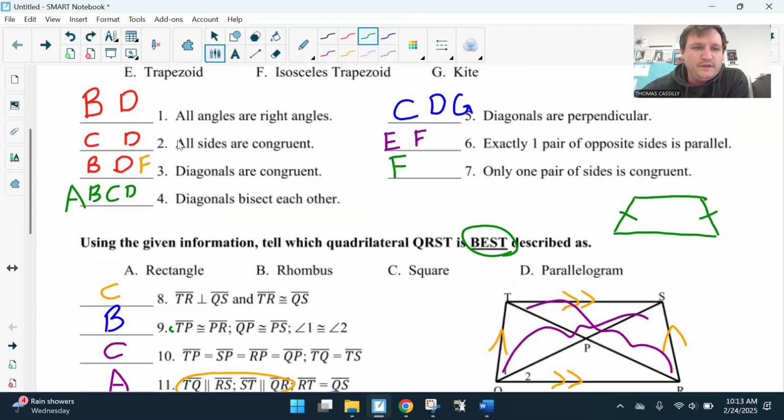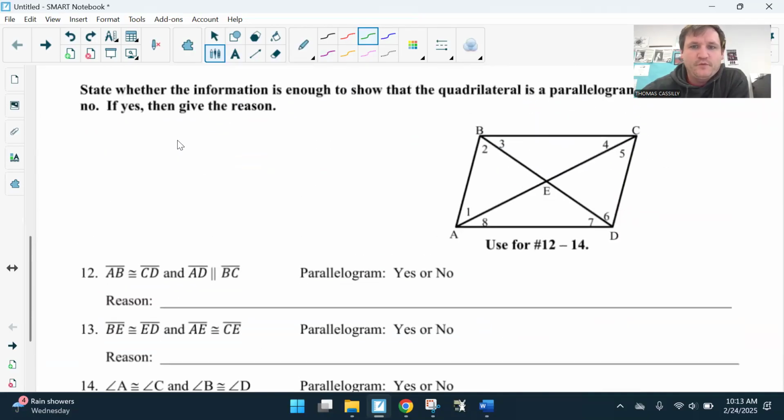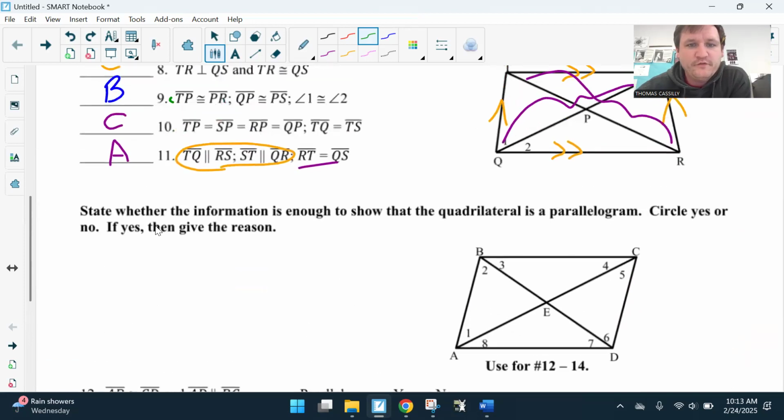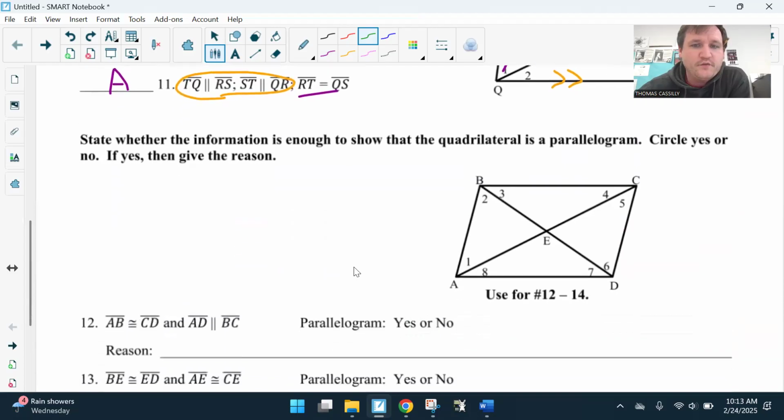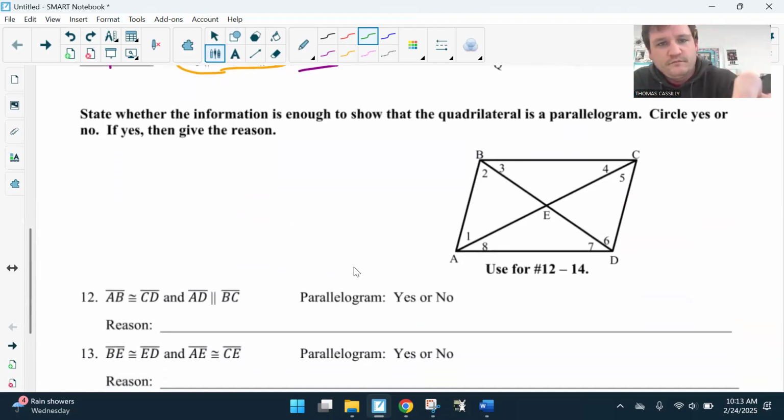On the last one, we got three more for you. Video one's almost done. State whether the information is enough to show the quadrilateral is a parallelogram. Circle yes or no. On this first one, AB is congruent to CD. We have AD is congruent, not congruent, I'm sorry, parallel. They're asking, is that enough information to show that this four-sided shape is a parallelogram? And the answer to that is no.